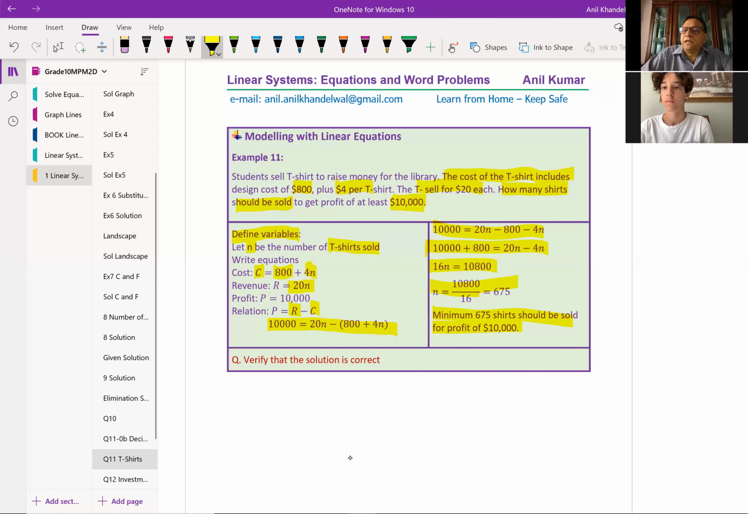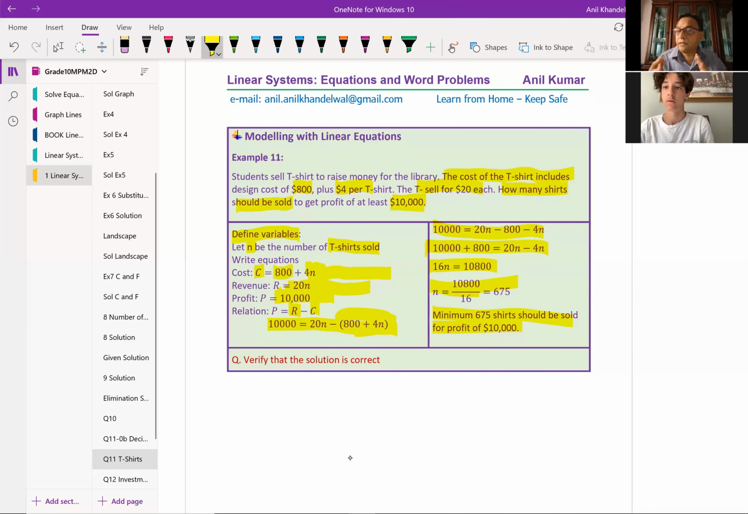Now, how I have seen this question many times in the test paper is: provide a solution by graph and explain your solution. In that case, you have to draw a graph, one to represent the cost, the other to represent the revenue. The third one is the difference between cost and revenue, which gives you profit. And a line at 10,000 will give you the point where you have the solution.